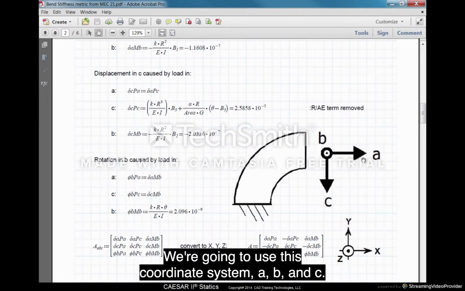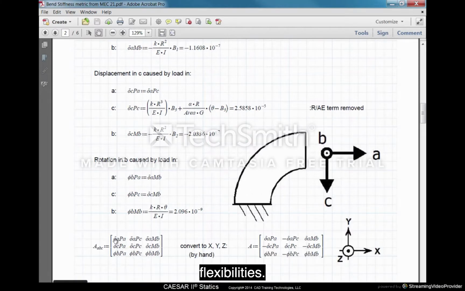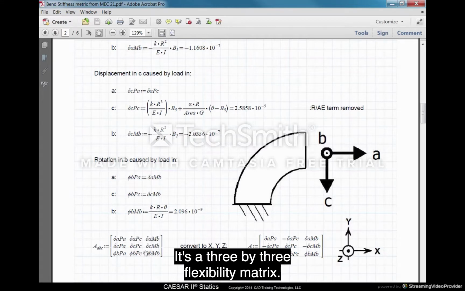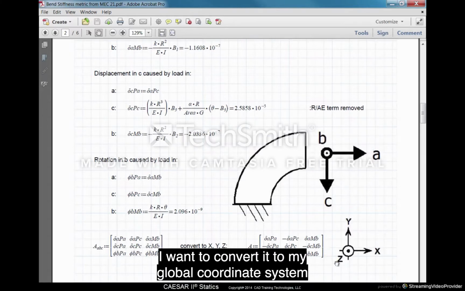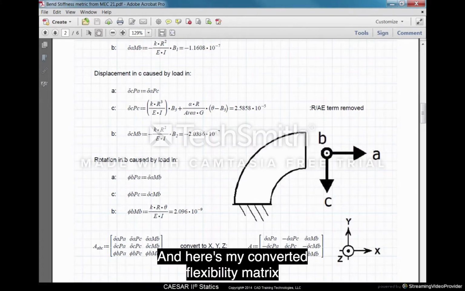We're going to use this coordinate system, A, B, and C. This is right out of the Mare Island program in developing elbow flexibilities. It's a 3x3 flexibility matrix. Now this is with this local ABC axis. I want to convert it to my global coordinate system that I was using in the previous examples, X, Y, Z, RZ. And here's my converted flexibility matrix for this elbow.